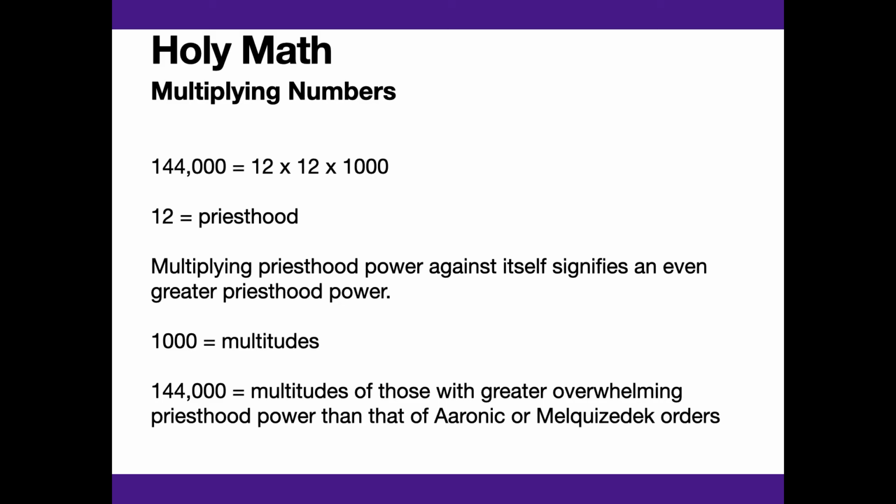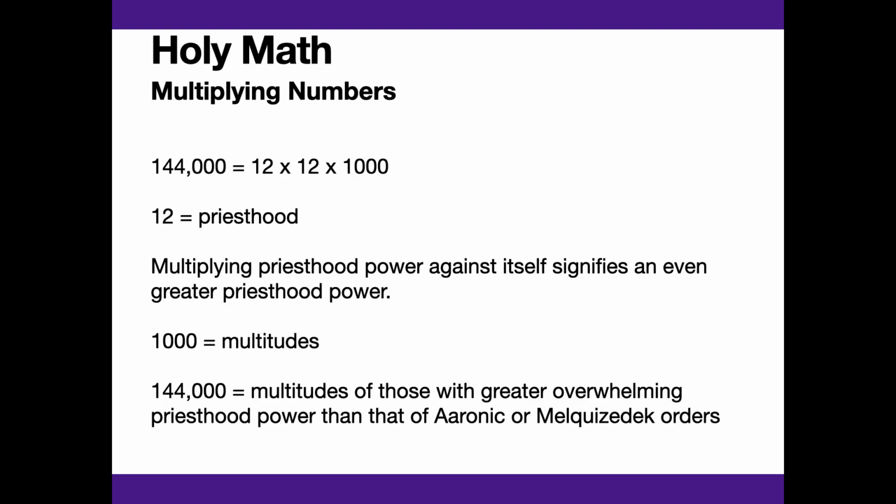And I'll have other ones in the future too, but this is the one I've got for here. So the 144,000 mentioned in the book of Revelation can come out to 12 times 12 times 1,000. So 12 we know is usually representative of the priesthood. So when we multiply priesthood power against itself, it signifies an even greater priesthood power. So it's not just multiplying it, meaning there's more of it, but it's a greater priesthood power.